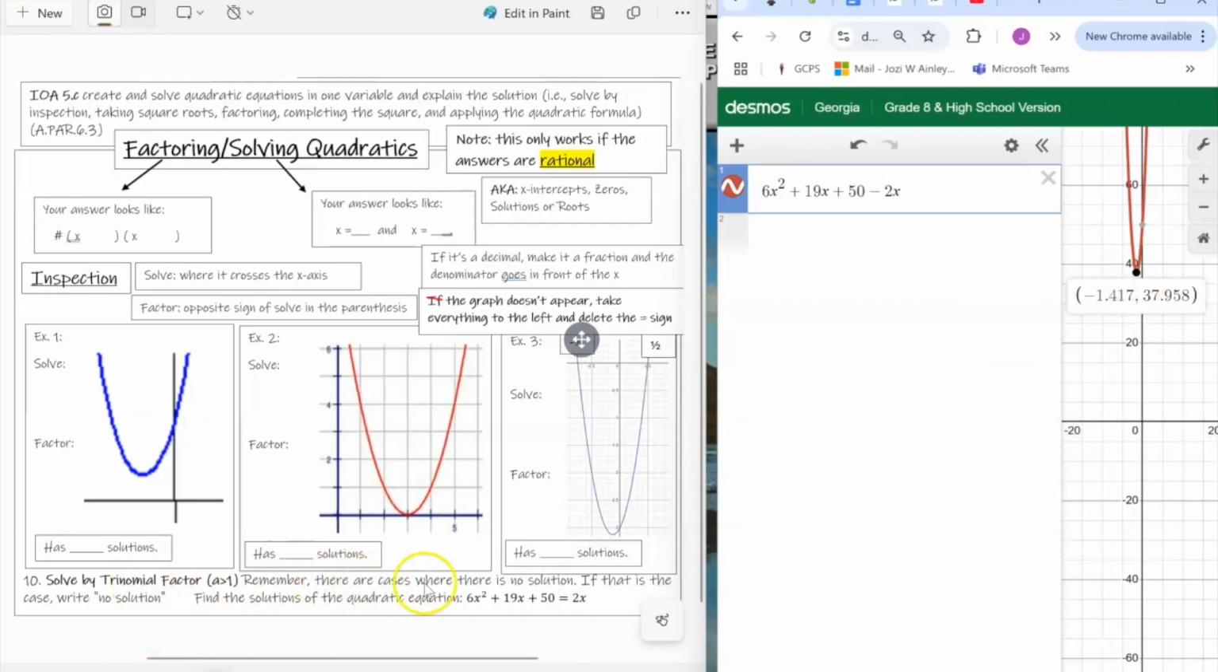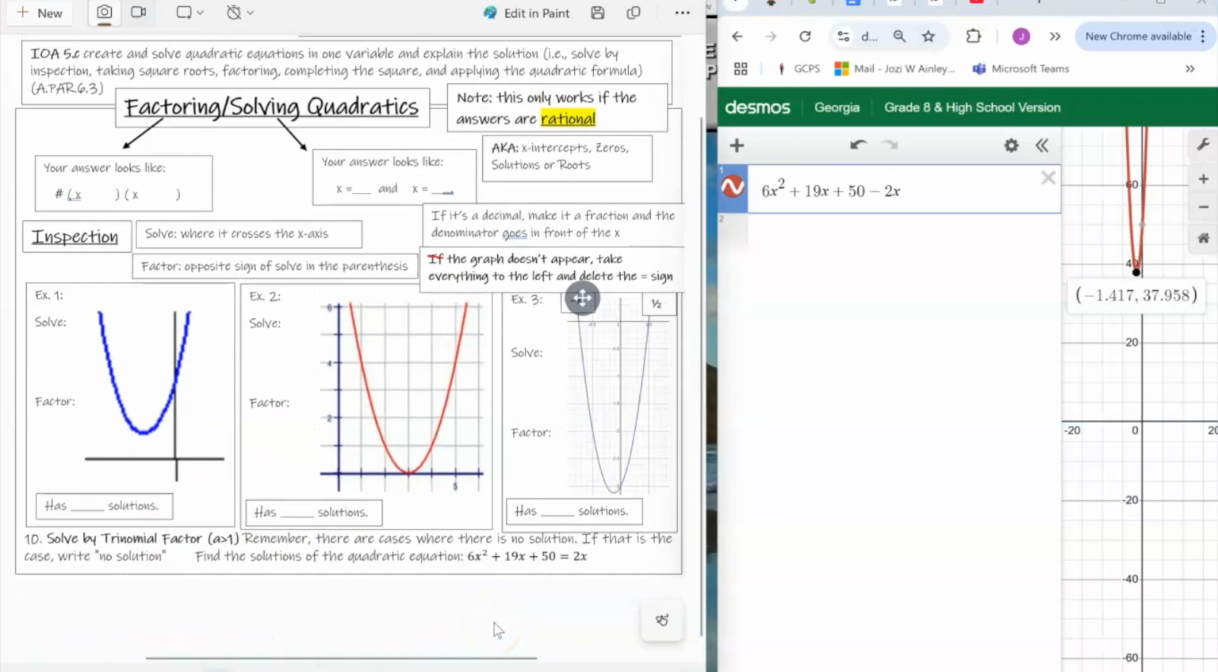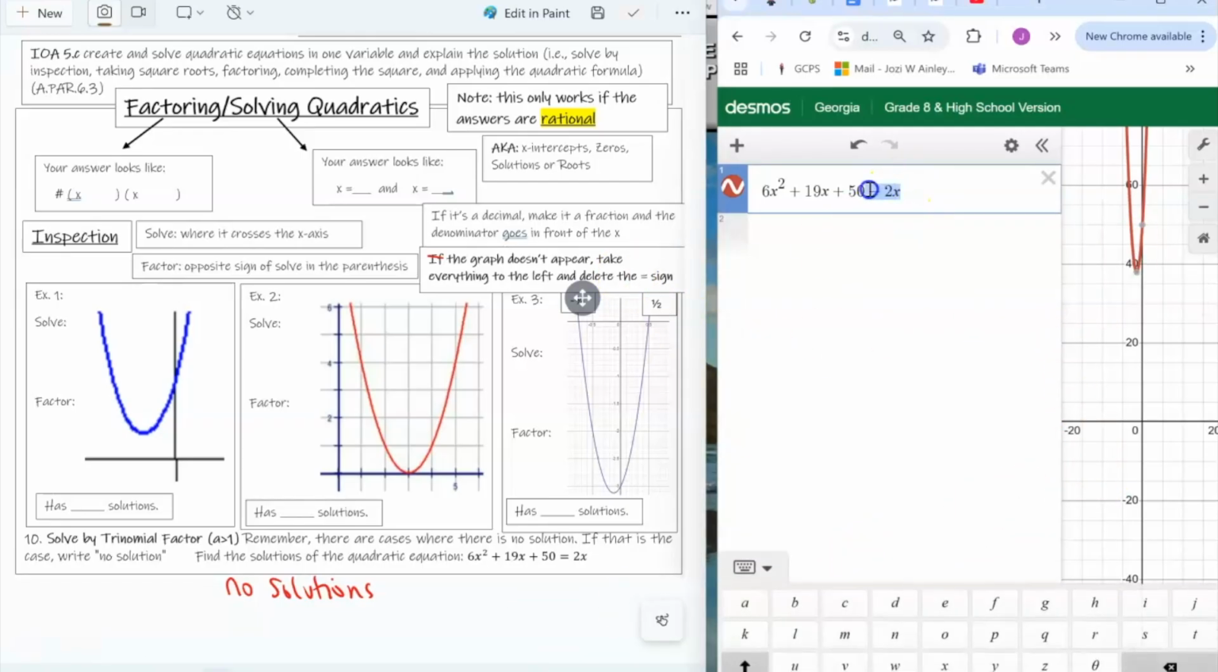So remember, there are cases where there's no solution. If that is the case, you're going to write no solution. So what are the solutions or the roots or the zeros of the x-intercept? In this case, there are no solutions. So just remember, if your graph does not show up, it could be possible that's a no solution graph. And to get that, you need to take everything that's on the right to the left and delete the equal sign.